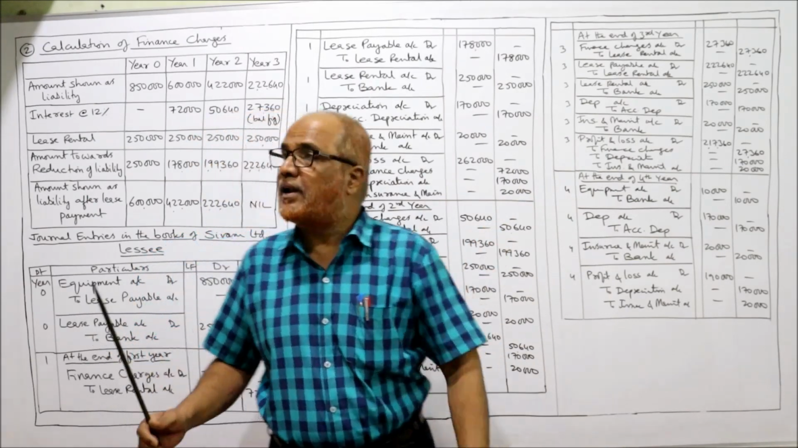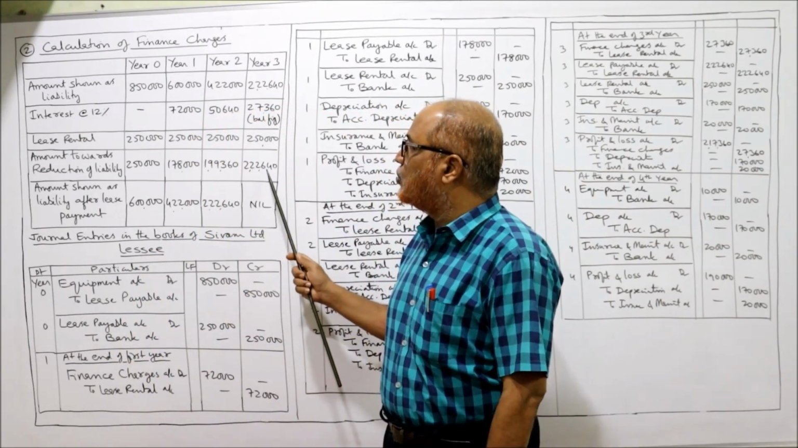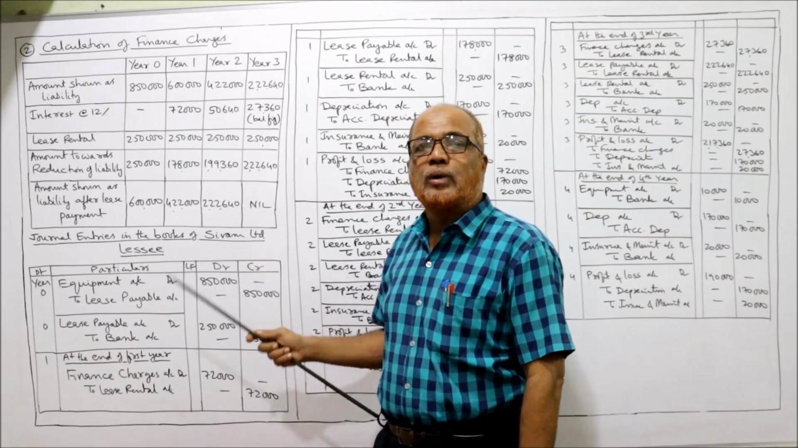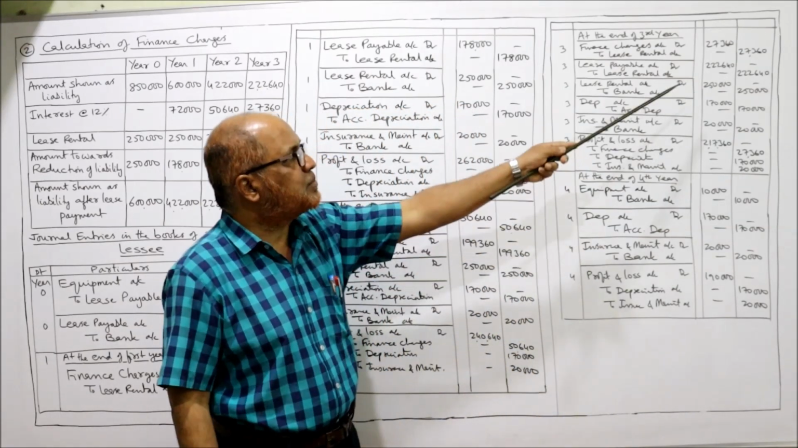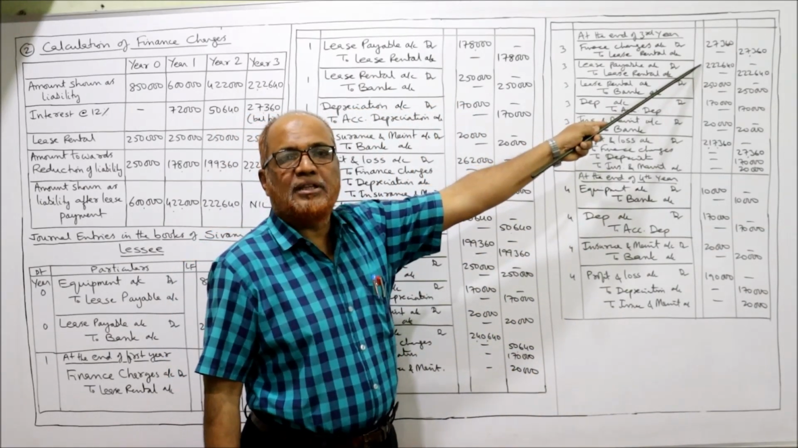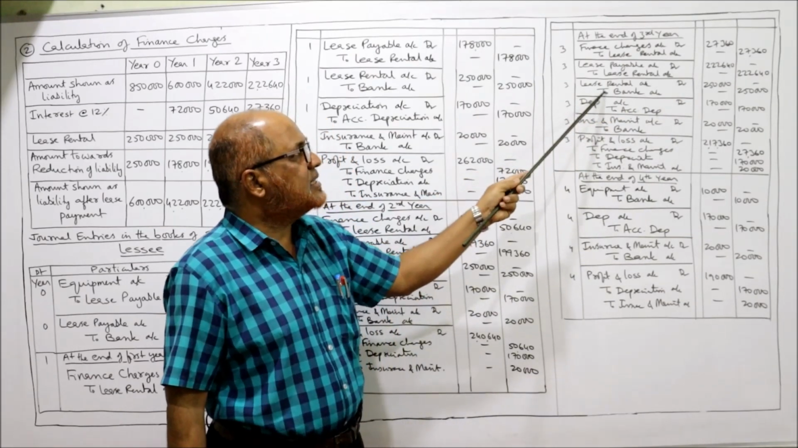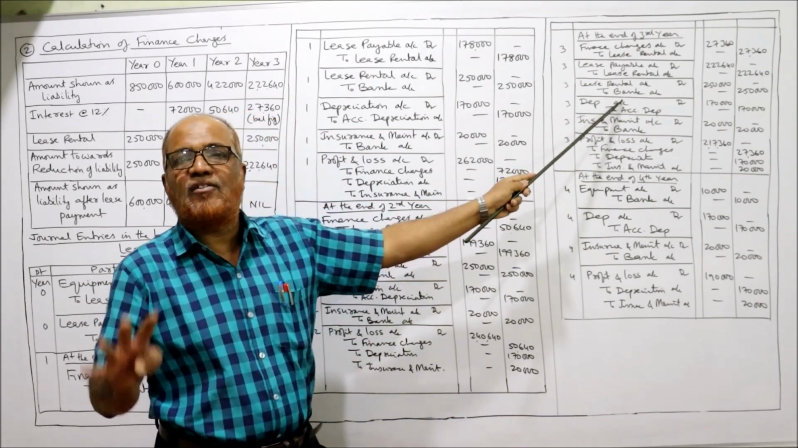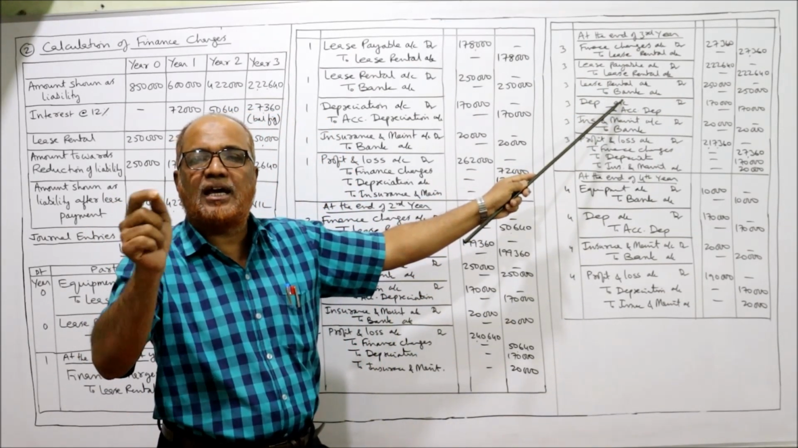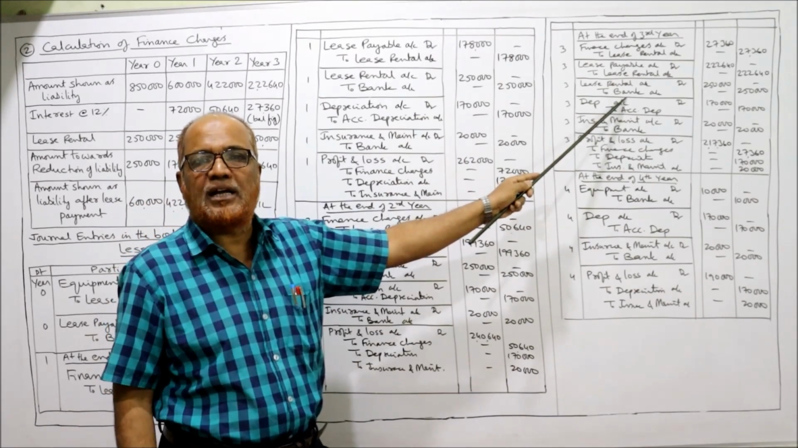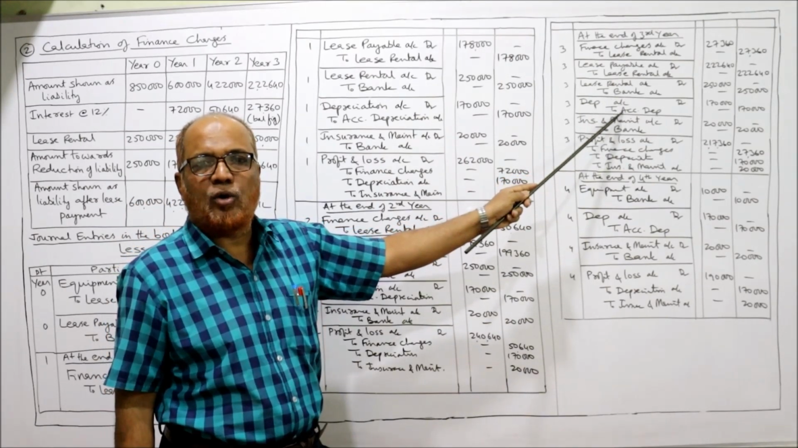How much is the principal repayment? Here 2,22,640. 2,22,640 is the principal repayment, being the principal amount repaid. Then lease rental account debit to bank. This is the fourth and final installment paid. Lease rental paid. Lease rental account debit to bank.